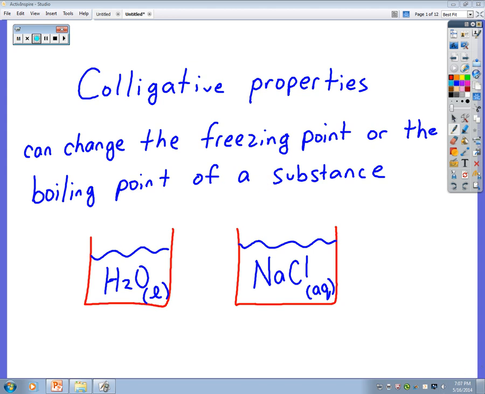This is a quick review for the SOL. First, colligative properties. These can change the freezing point or the boiling point of a substance.